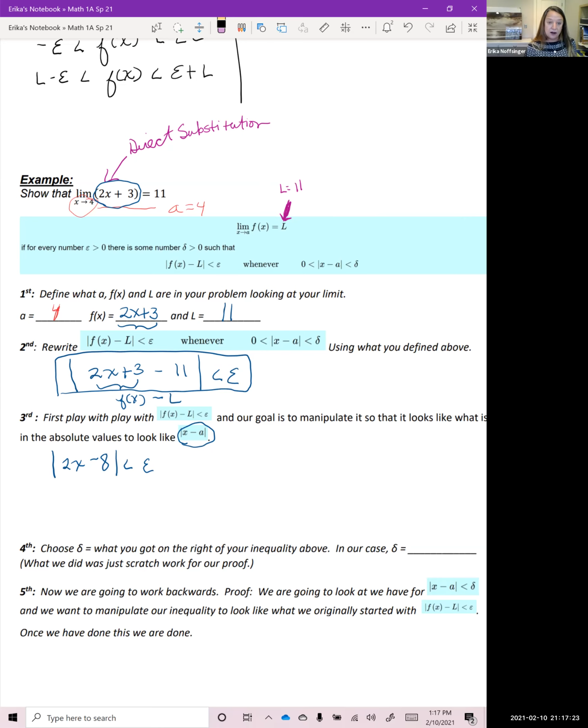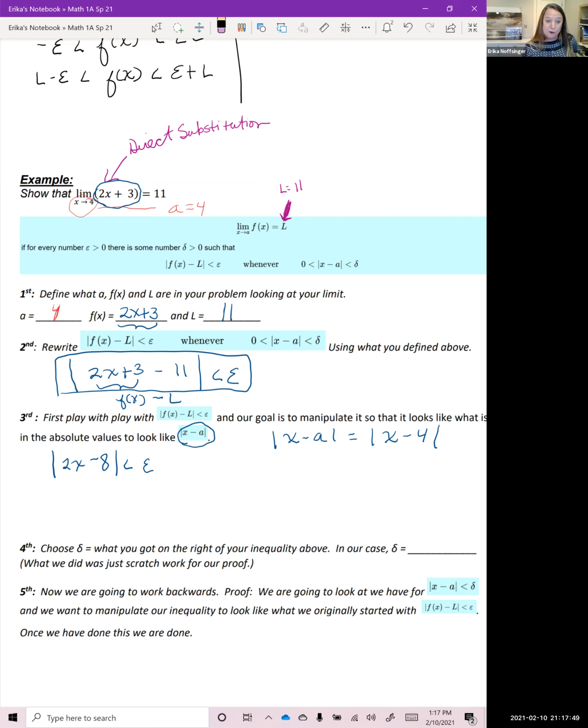So I can, again, drop these absolute values. Do I really need to? I don't think so. That doesn't look like what I'm trying to get at, though. What I'm trying to get at is x minus a, which is, in our case, x minus 4. A was the value we're approaching, which was 4. The x value we're approaching.